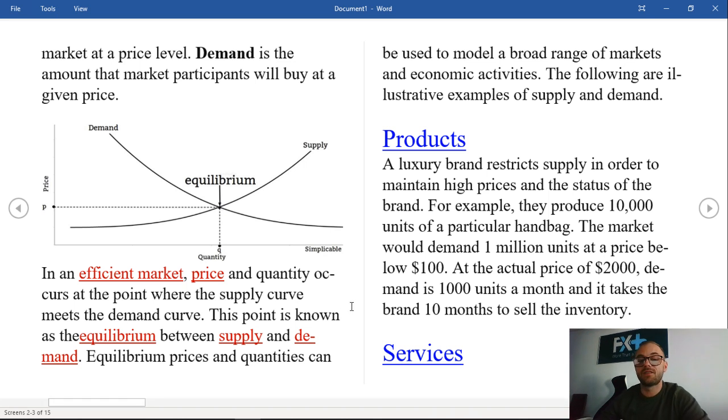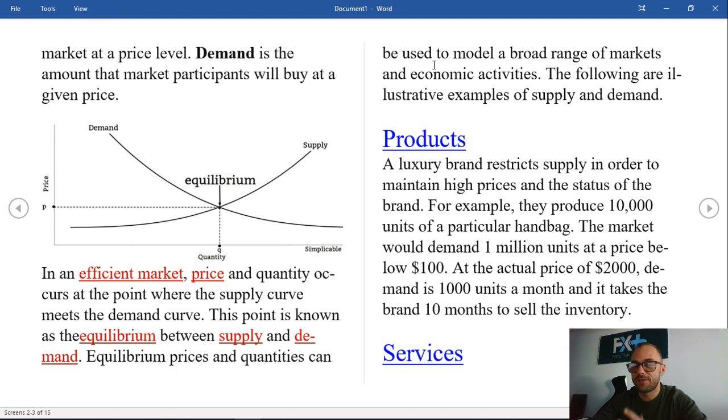So equilibrium prices and quantities can be used to model a broad range of markets and economic activities. What we'll go through next are a couple of illustrative examples of supply and demand and how it actually works. So let's look into products themselves.